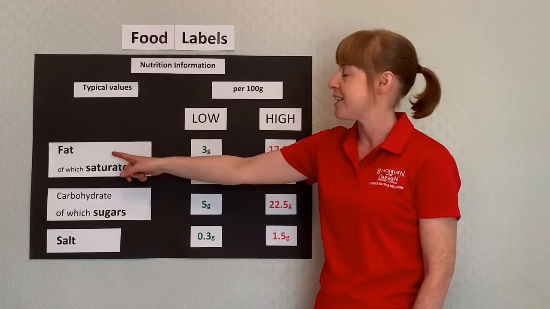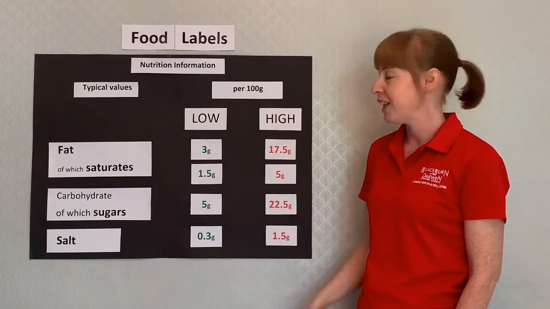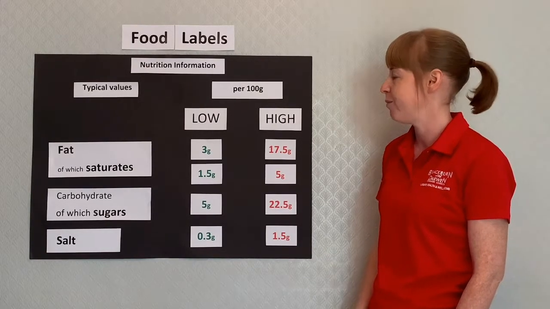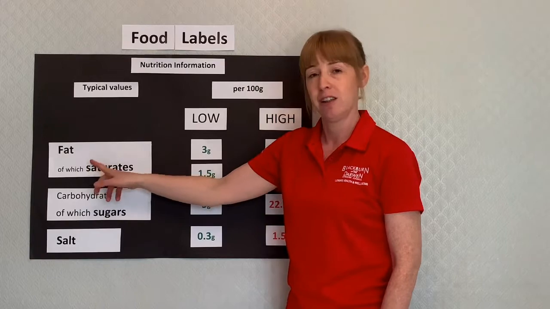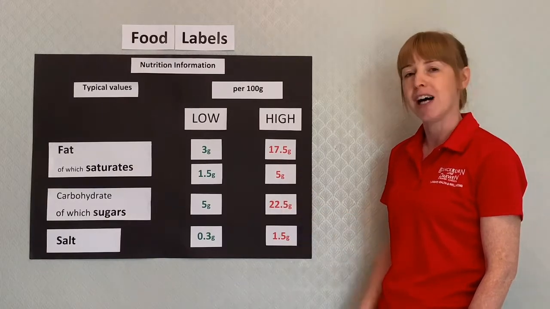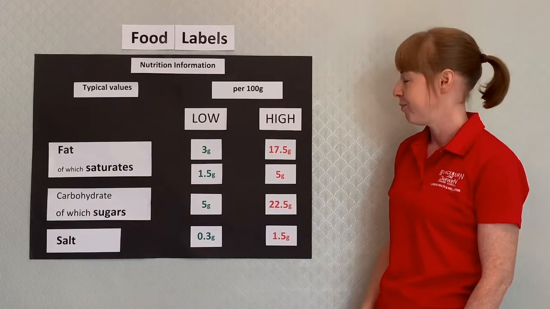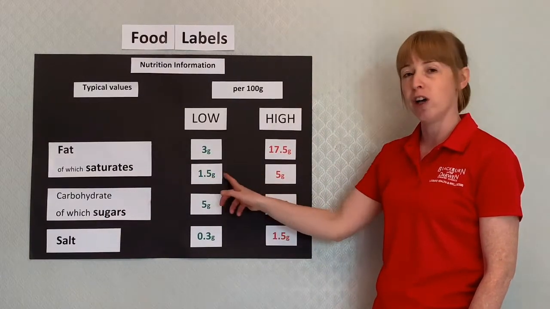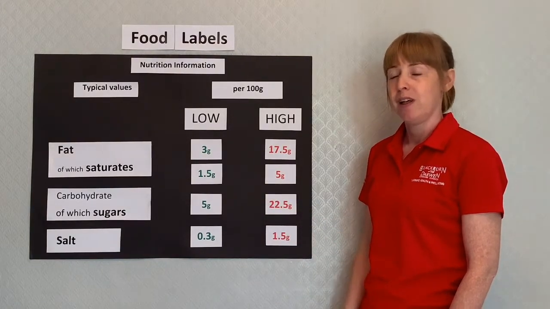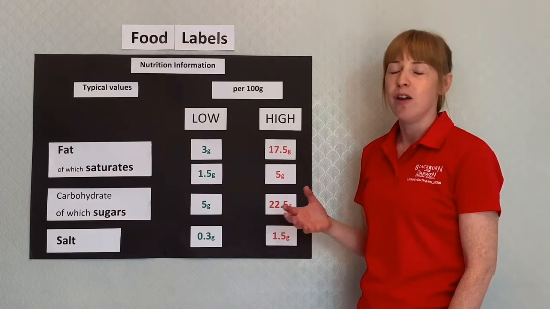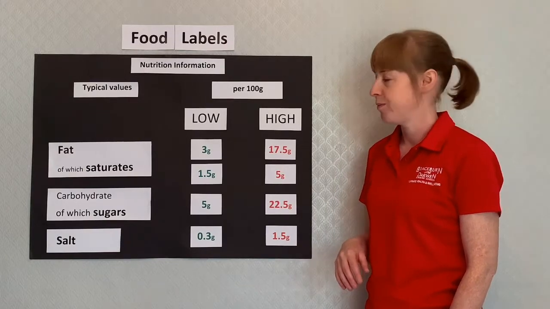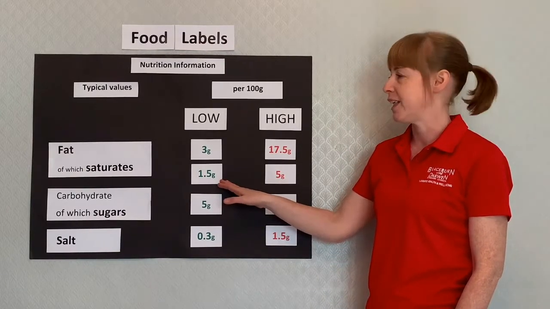So total fat is shown here, and the guideline is 3 grams for low and 17.5 grams for high. And of those fats, saturated, 1.5 grams is low and 5 grams is high. Saturated is much lower because of the impact it has on our cholesterol. The more saturated fat in our diets, the higher our cholesterol levels can go, and that can lead to other health problems. So we really want to make sure that we're looking at the saturated fat.